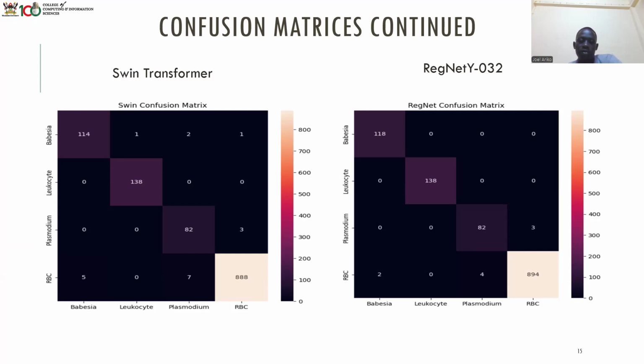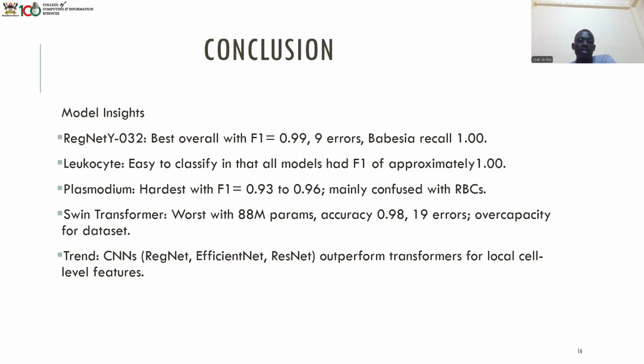Most models did well, but in conclusion, based on my training, the RegNetY-032 took the overall performance. It had an overall F1 score of 0.99, with only 9 errors and a Babesia recall of 1. Then for the leukocyte, it performed well across all models. It was easy to classify them, with an F1 score of approximately 1.